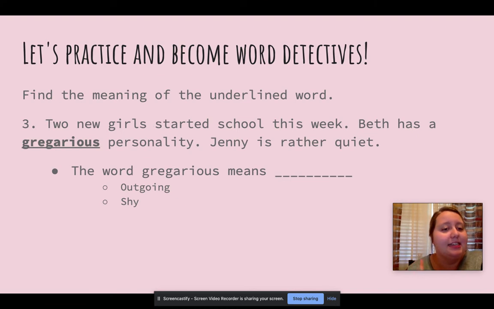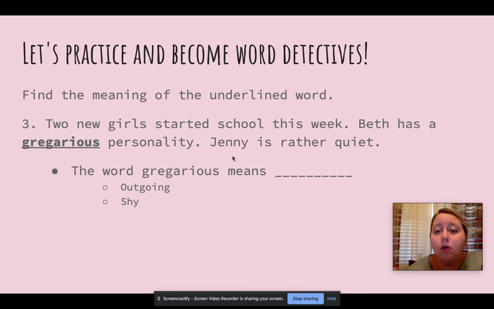And 3, I did underline this one. That was good. 2 new girls started school this week. Beth has a gregarious personality. Jenny is rather quiet. That's a big underlined word that's super unfamiliar to us, right? Let's read that sentence again. The 2 girls started school this week. Beth has a gregarious personality. Jenny is rather quiet.